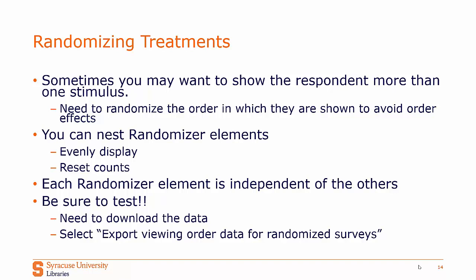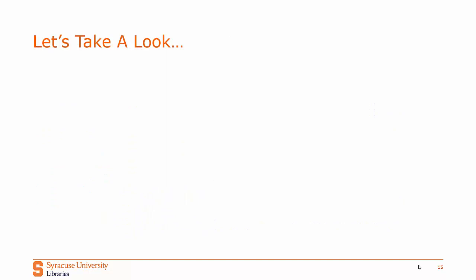It's important to remember that each randomizer element is independent of all the others. And of course, be sure to test. The more randomizing you do, the more complicated things get, and you need to make sure that it works the way you expect it to. For this, you would need to download the data to something like SPSS, and then select Export Viewing Order Data for randomized surveys. Let's take a look.